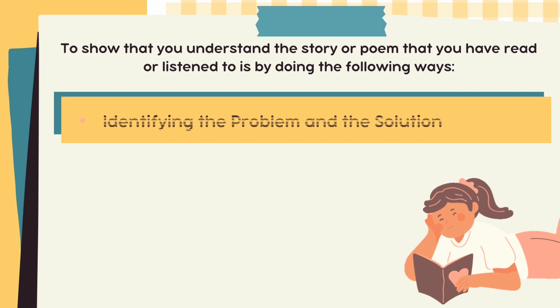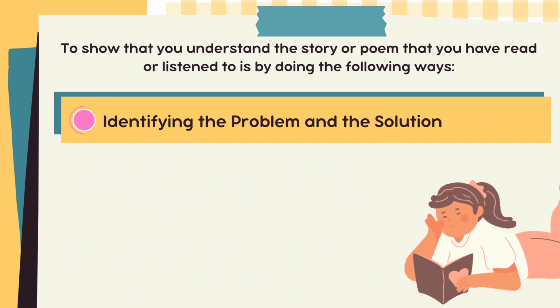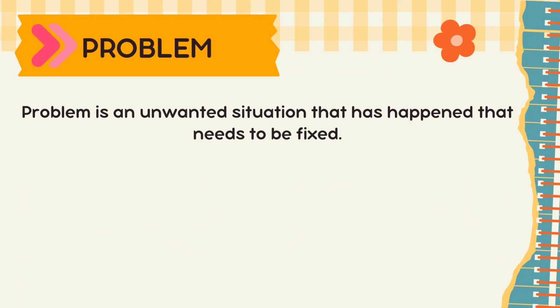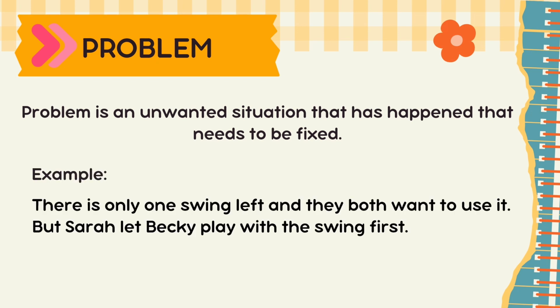Identifying the problem and the solution. In most stories, the characters often encounter problems. Later in the story, the solutions to these problems are usually found eventually. Problem. A problem is an unwanted situation that has happened that needs to be fixed. Example. There is only one swing left, and they both want to use it. But Sarah, let Becky play with the swing first. In this scenario, the underlined sentence is the problem.